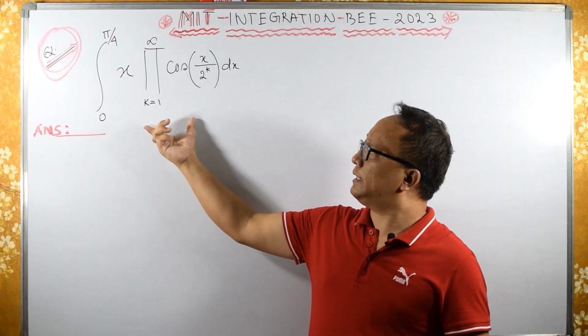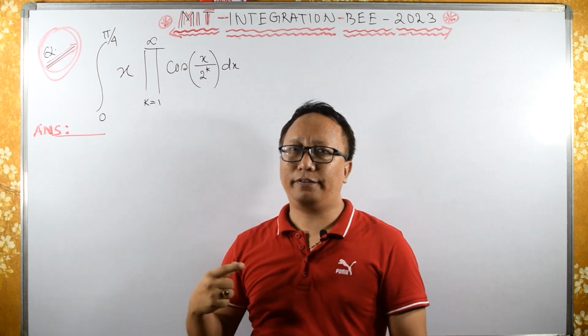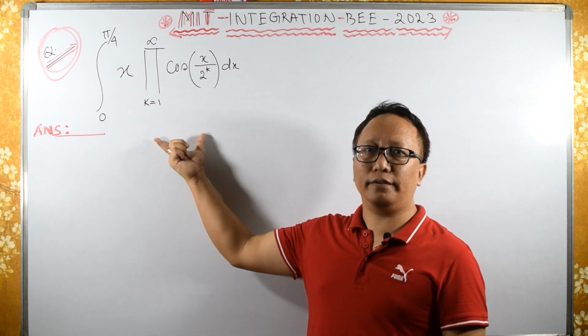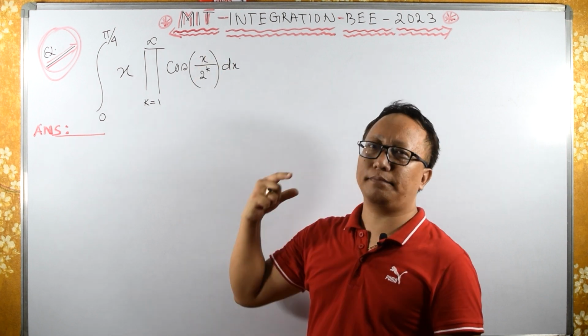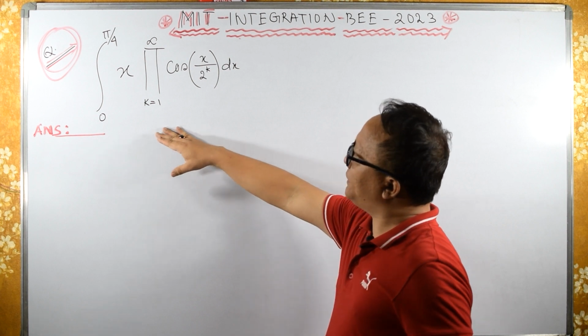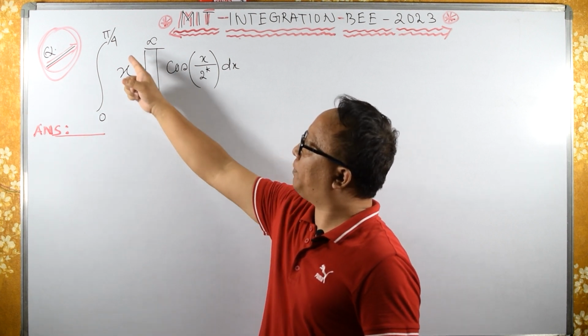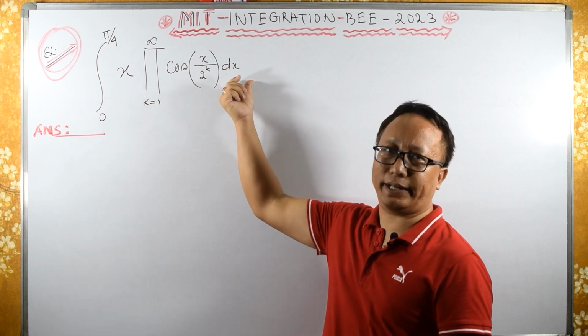Now this integral was asked in the MIT Integration Bee qualifying exam. So this is just the qualifying exam, please keep that in mind. As you know, the MIT Integration Bee has different levels. Now look at this integral: we have the integral from 0 to pi by 2 of x times the product of cos of this, dx.